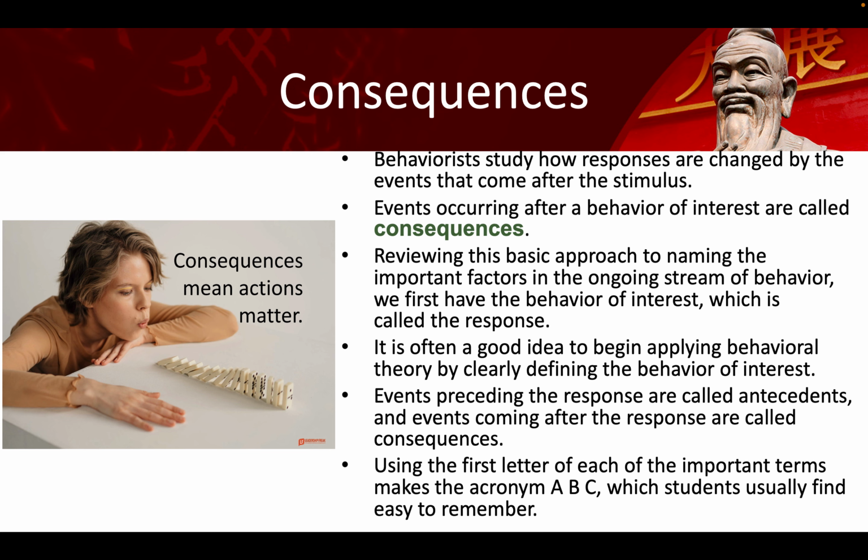Events preceding the response are called antecedents, and events coming after the response are called consequences. So we have a response and we have something before that is an antecedent. We have the behavior, which is the response, and then we have what happens afterwards, and that's known as a consequence. Using the first letter of each of the important terms makes the acronym ABC, which students usually find easy to remember: antecedent, behavior, and consequence.